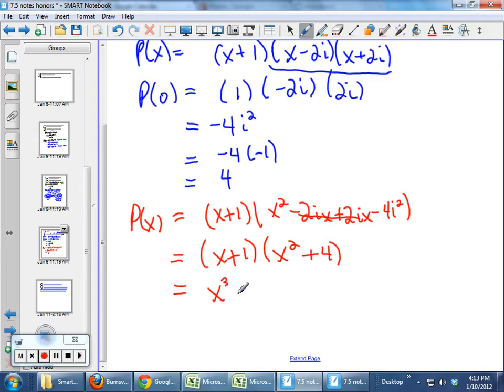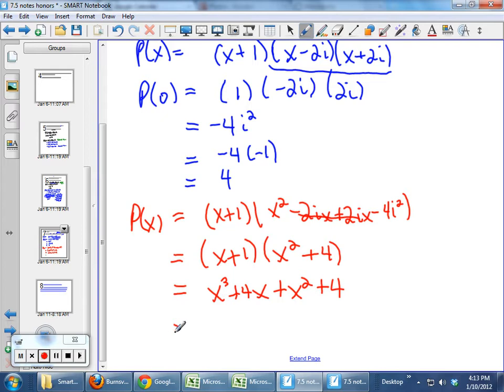X times 4 is 4x. 1 times x squared is x squared. And then 1 times 4 is 4. So I should have planned this a little more carefully. Standard form means the x to the third has to come first, the x squared has to come second, the x, and then the constant term.